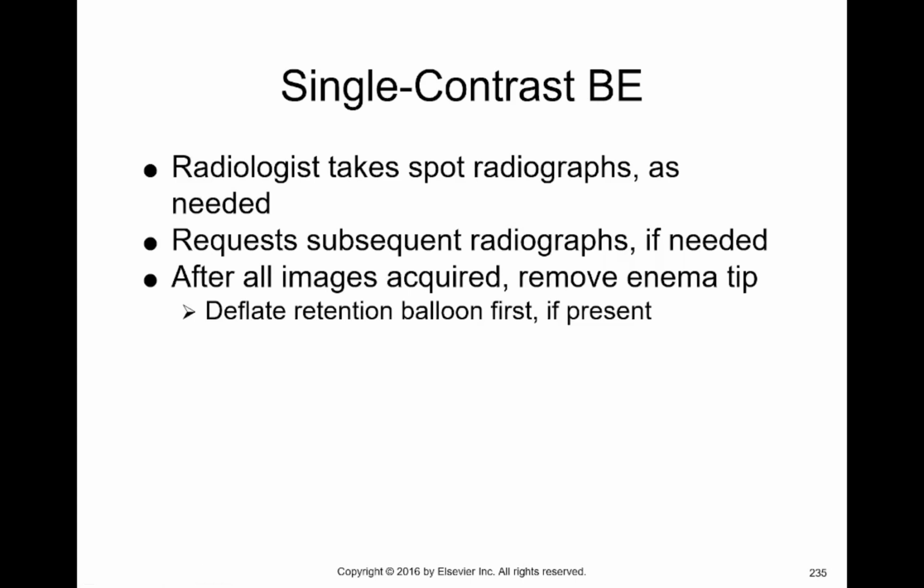So the radiologist is going to roll the patient around in different positions to take spot radiographs as needed. They'll probably go ahead and get good images of the flexures. They may get images of the ascending, descending colon, and sigmoid colon as well. So if they don't see what they need to see during fluoroscopy, or they want another look at something, they may request overheads.